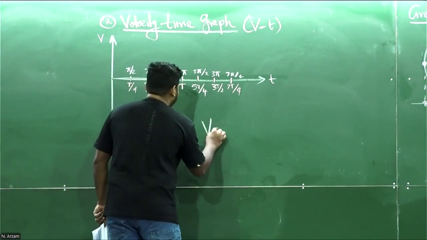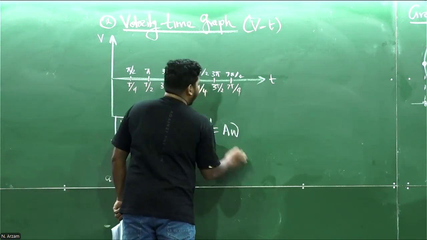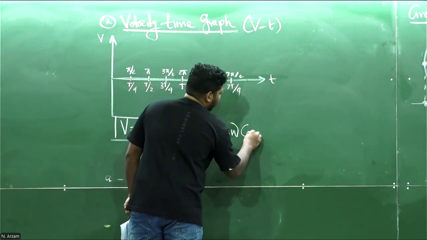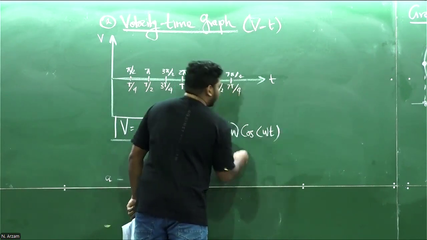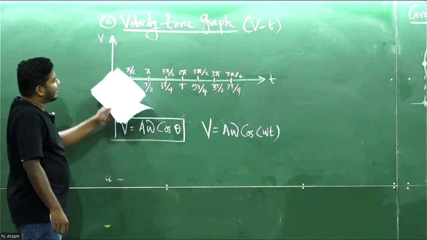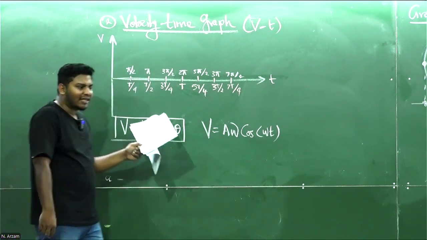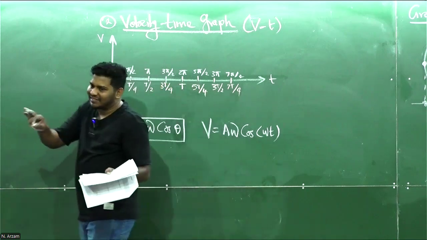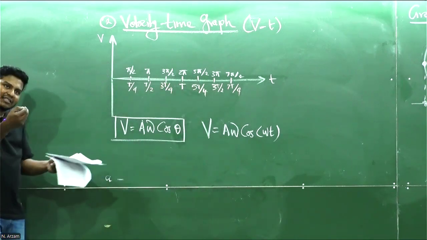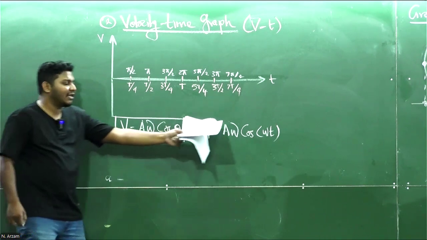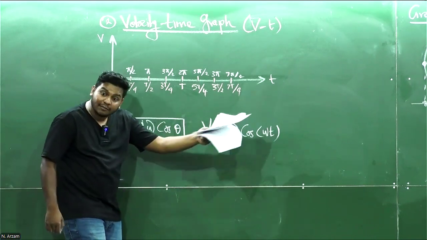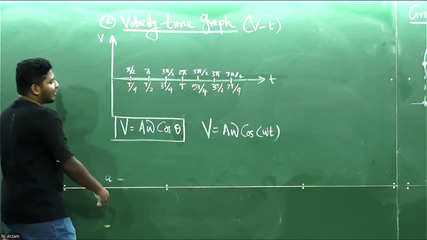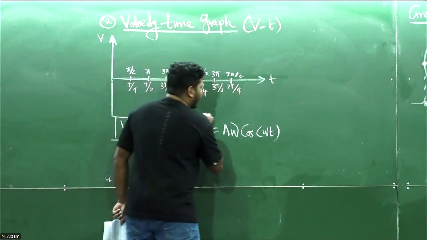So V is equal to A omega cos omega t. We are considering these V-T graphs as starting from phi equal to 0. If this is starting from phi equal to some value, we want to add that here also. You got it? Omega t plus phi, no? Right. Okay. So now tell me how to draw the graph.